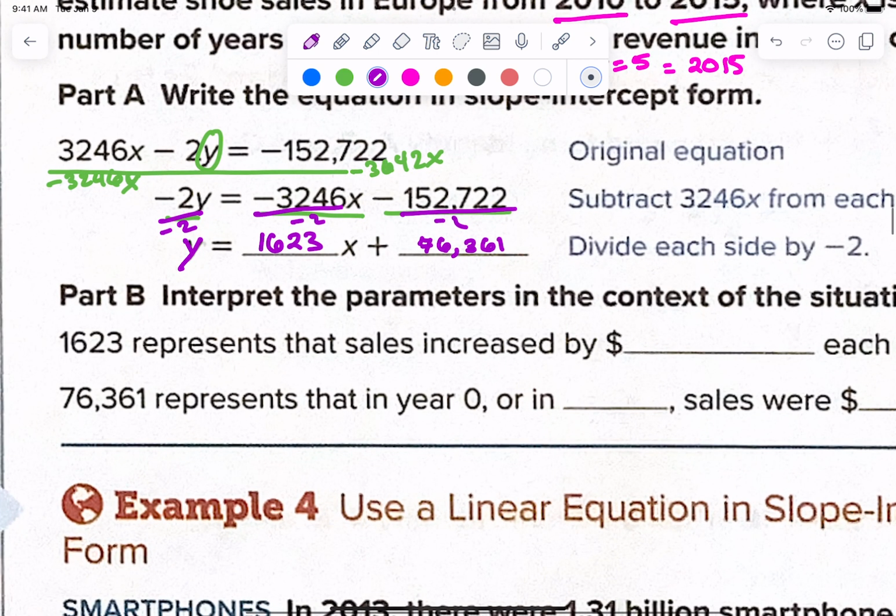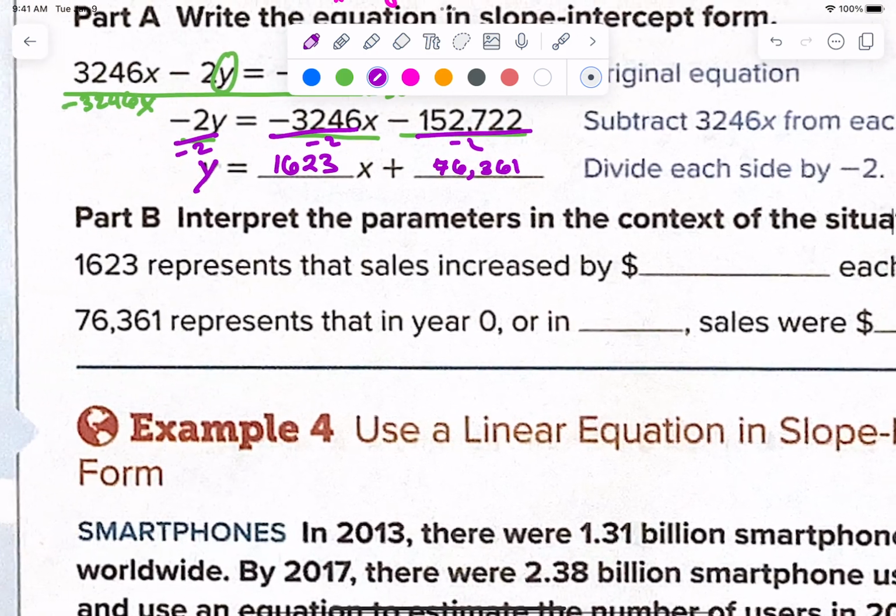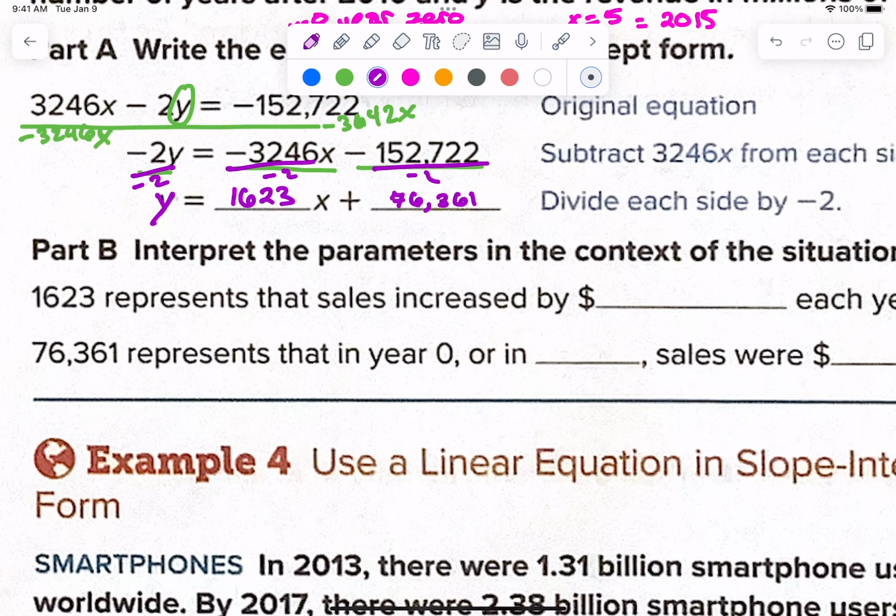Interpret the parameters. So, 1623, this number right here means that we are increasing $1623 per year.